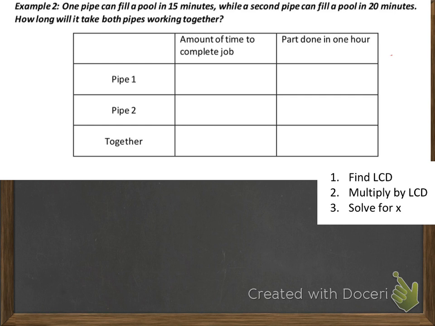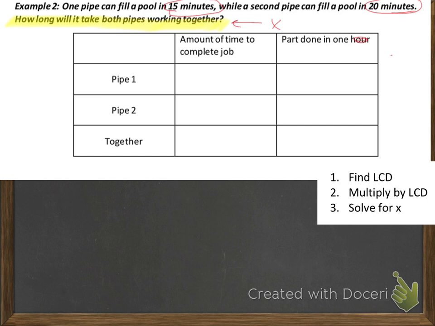All right, let's do another example. This one says one pipe can fill a pool in 15 minutes. So let's circle 15 minutes. Okay. Well, a second pipe can fill a pool in 20 minutes. How long will it take both pipes working together? Again, I'm going to assign this the variable x. Okay, x is the amount of time it takes both pipes working together to fill the pool.